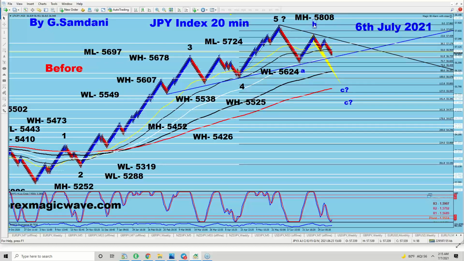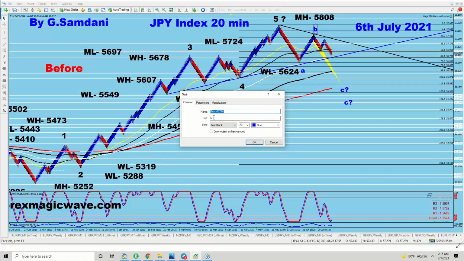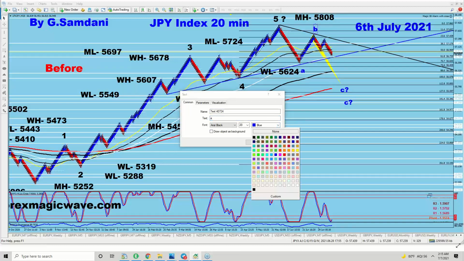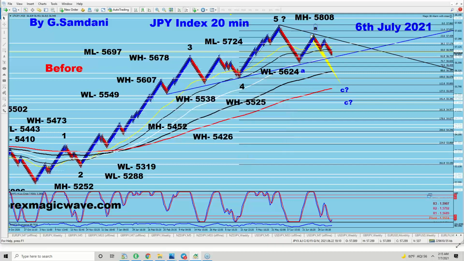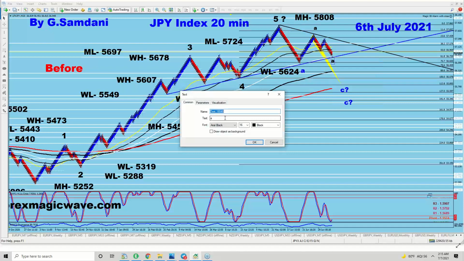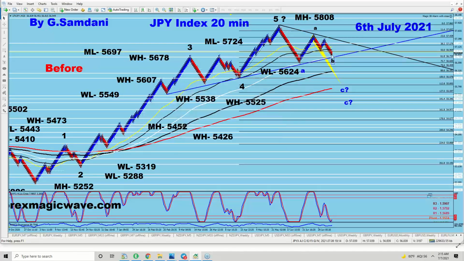and I will make this one, for example, A, but black and small, right? And then this could be B here. That's another possibility. One possibility is that it will just come straight down all the way here.